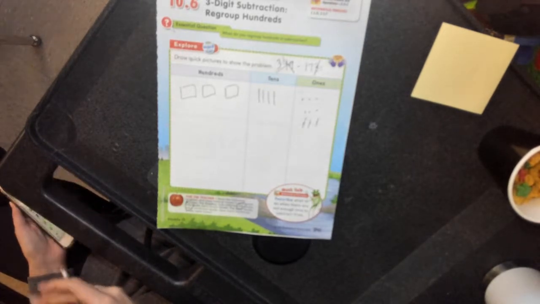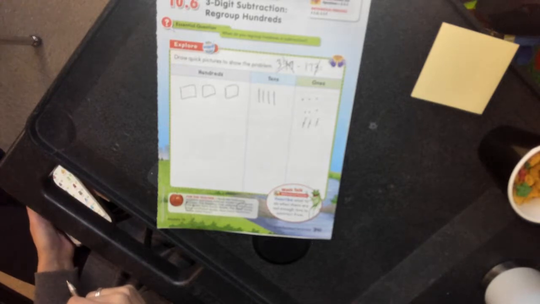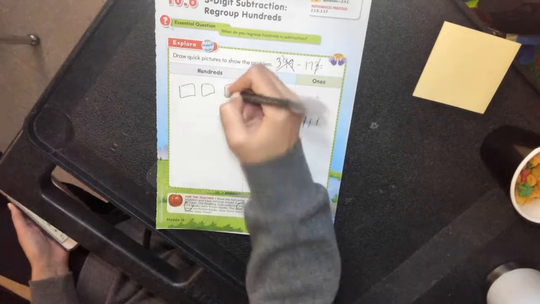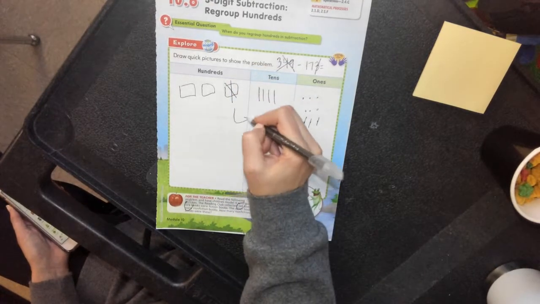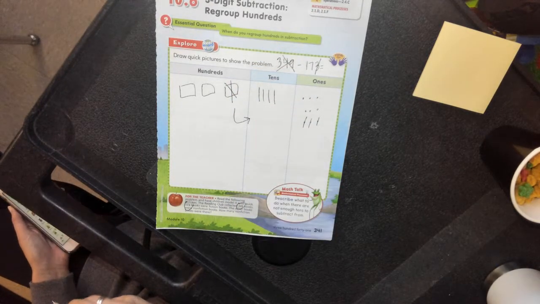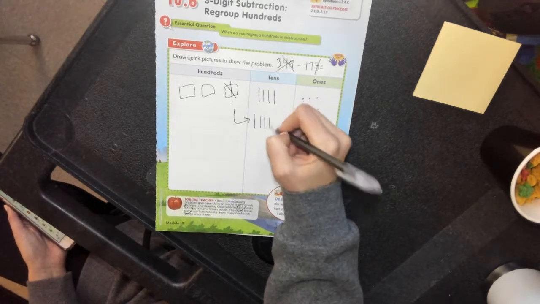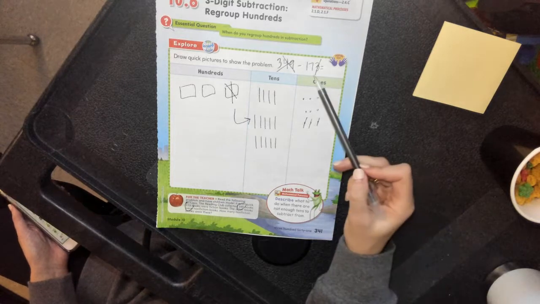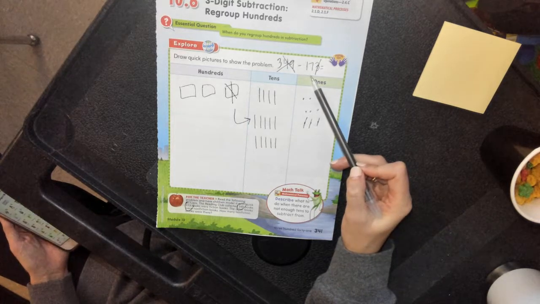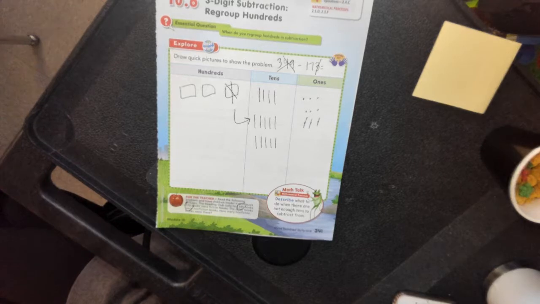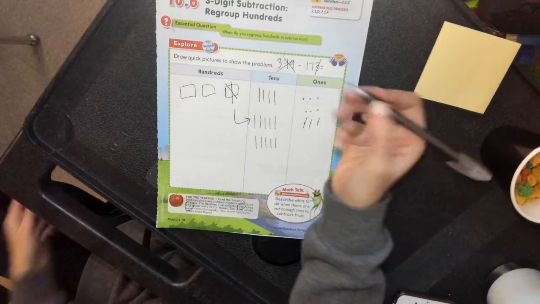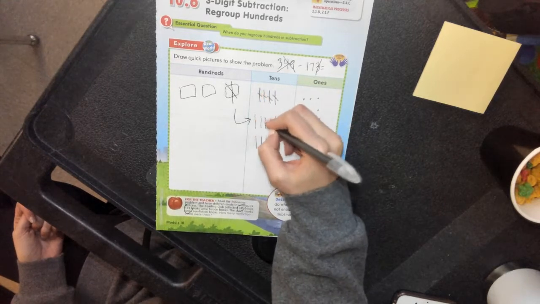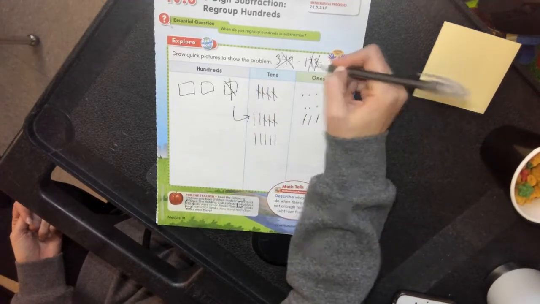You don't have enough. Emmanuel, if I don't have enough tens, how am I going to get more? Take away 100. If I take that 100 away, what does that give me? 10 tens. Excellent. Well, did I do anything yet with my tens place? No, I didn't. So now, how many do I need to take away? 7. 1, 2, 3, 4, 5, 6, 7. Okay? My tens place is done.